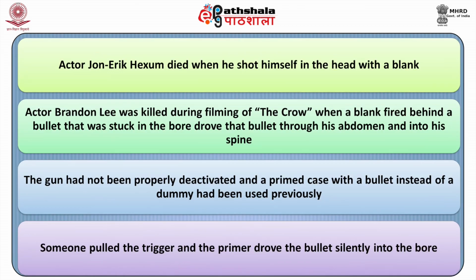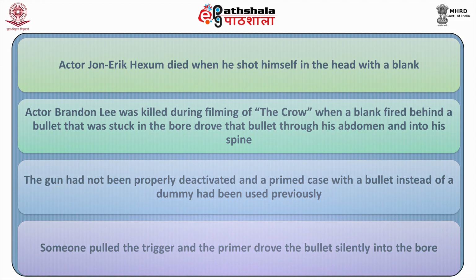Actor Jon-Erik Hexum died when he shot himself in the head with a blank, and actor Brandon Lee was famously killed during filming of The Crow when a blank fired behind a bullet that was stuck in the bore drove that bullet through his abdomen and into his spine. The gun had not been properly deactivated, and a primed case with a bullet instead of a dummy had been used previously. Someone pulled the trigger, and the primer drove the bullet silently into the bore.